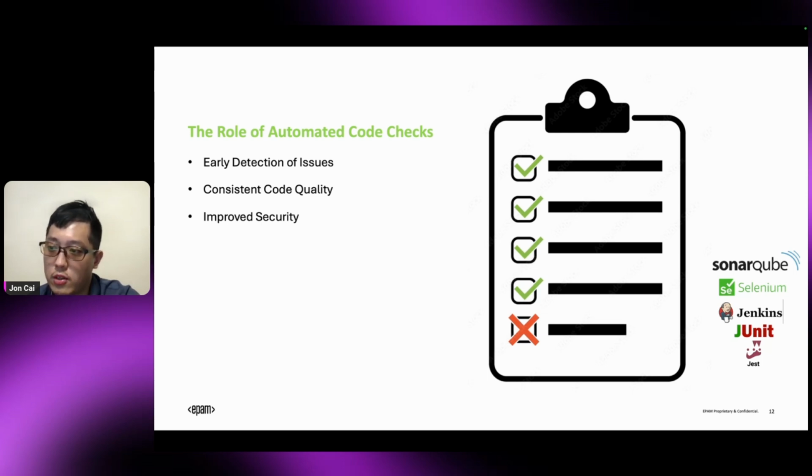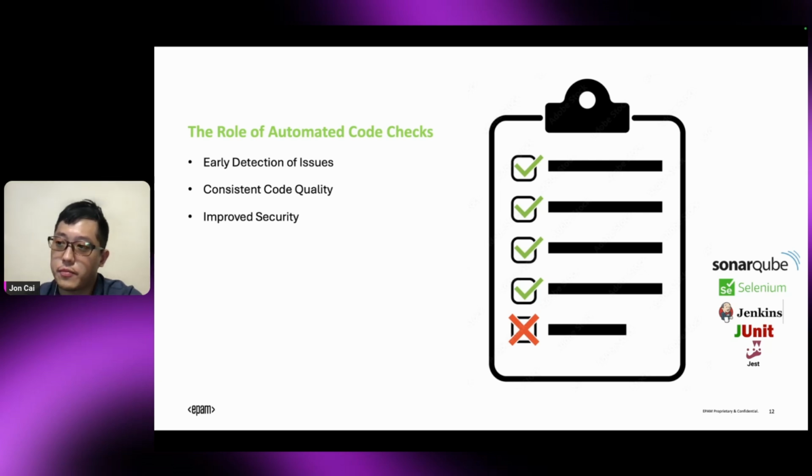So there are a few tools available for automated testing and code checks. Here are some popular ones like Selenium, JUnit, Jest, Jenkins, and SonarQube, which I believe some of you might be very familiar with.